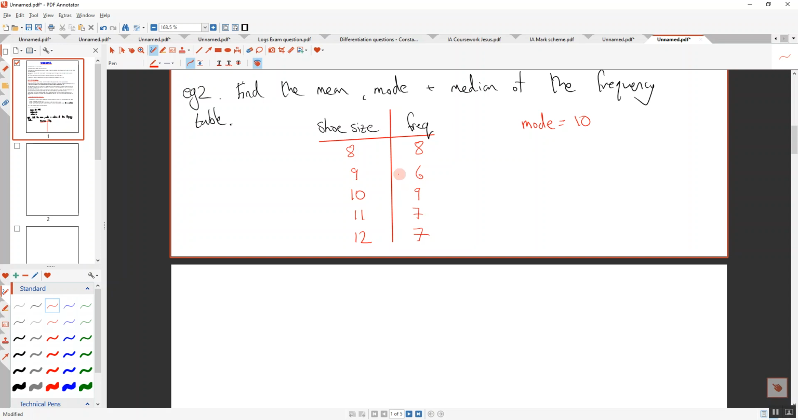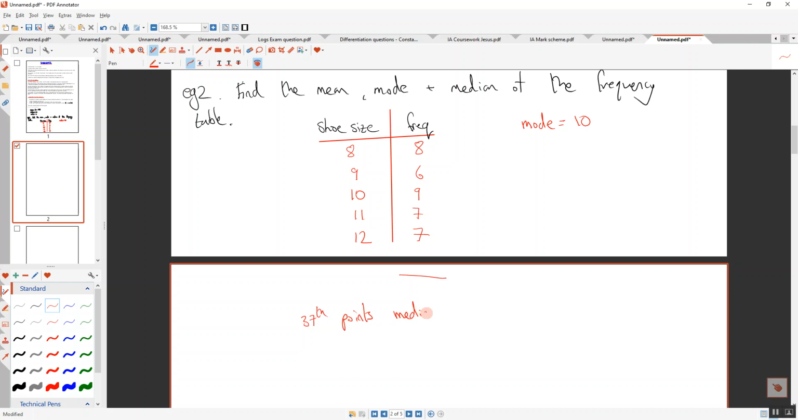I'd subtract 8 from the first one, and then... Almost. We'd first work out the total number of data points. So we've got 8 plus 6 plus 9 plus 7 plus 7. We've got 37 data points. So the median is going to be which one? Then you count which one's the 17th.